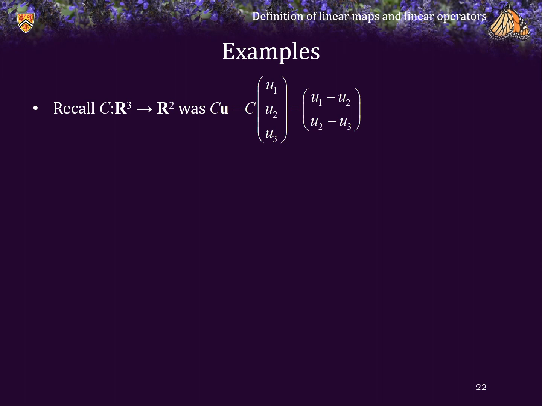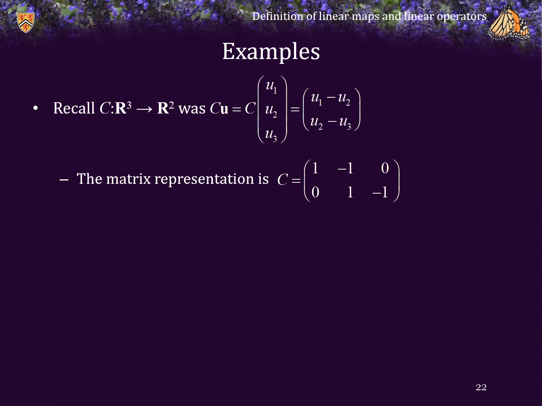The second linear map we had mapped R3 to R2. Now, with a little bit of work, you should be able to see that the matrix representation of this linear map is this matrix here. So again, there is no u1 in the second entry, so we have a positive 1 and a 0 for the first column.